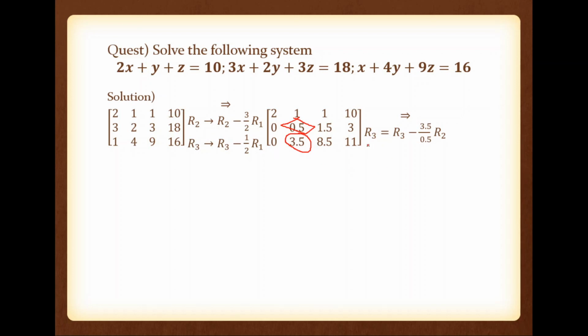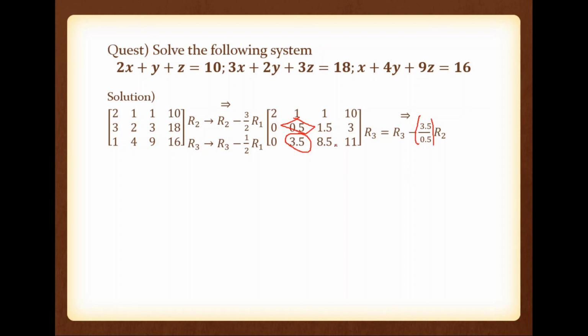So because we are removing this element from the third row, R3 equals R3 minus the element that we want to remove, that is 3.5, divided by 0.5, because the pivot is 0.5, into R2. Why is it R2? Because the pivot is lying in the second row. Always put it in brackets. So R3 is equal to R3 minus 3.5 divided by 0.5.